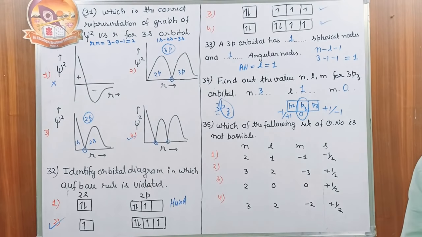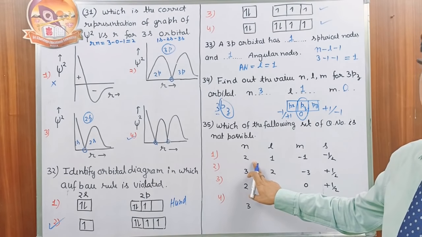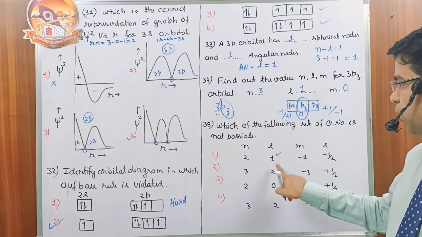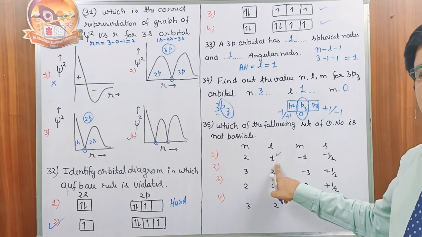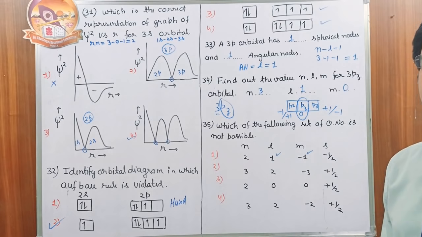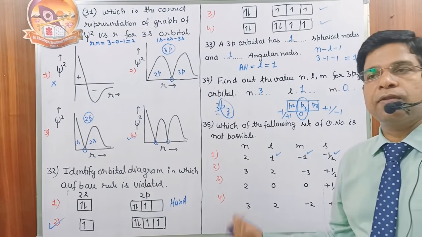Then question number 35, which of the following sets of quantum numbers is not possible? Look, if n is equal to 2, then value of l is 0, 1, it is correct. If value of l is equal to 1, then possible values of m will be -1, 0, +1. So -1 is there, it is also correct. And for each orbital we have 2 possible values of s, that is also correct.